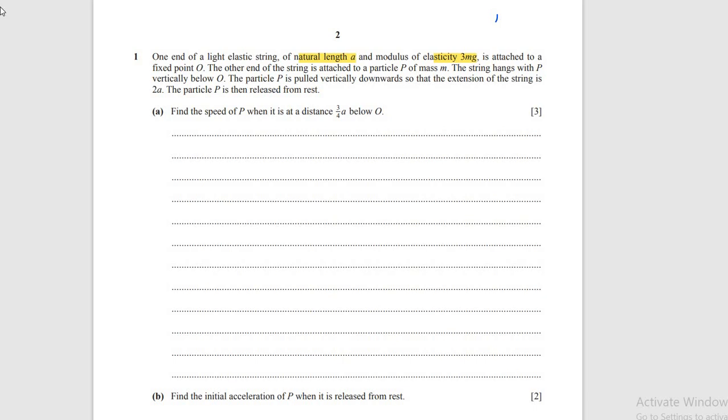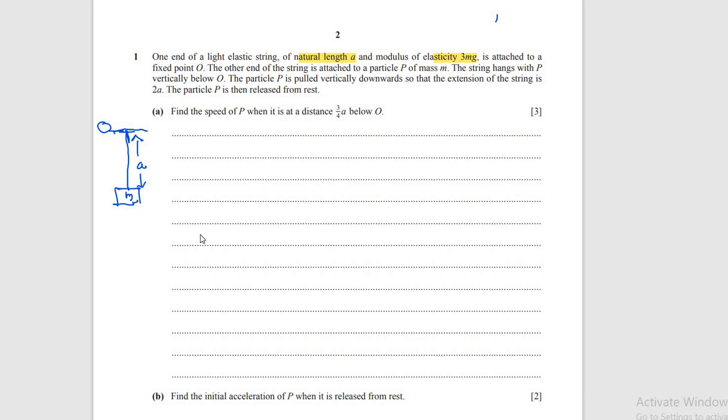Let's look at it. Now this is the string. There's a point that is fixed, which is O. The other end is attached to a mass m. A particle P is attached. The particle P has a mass of m. Remember that the natural length of this string is A.